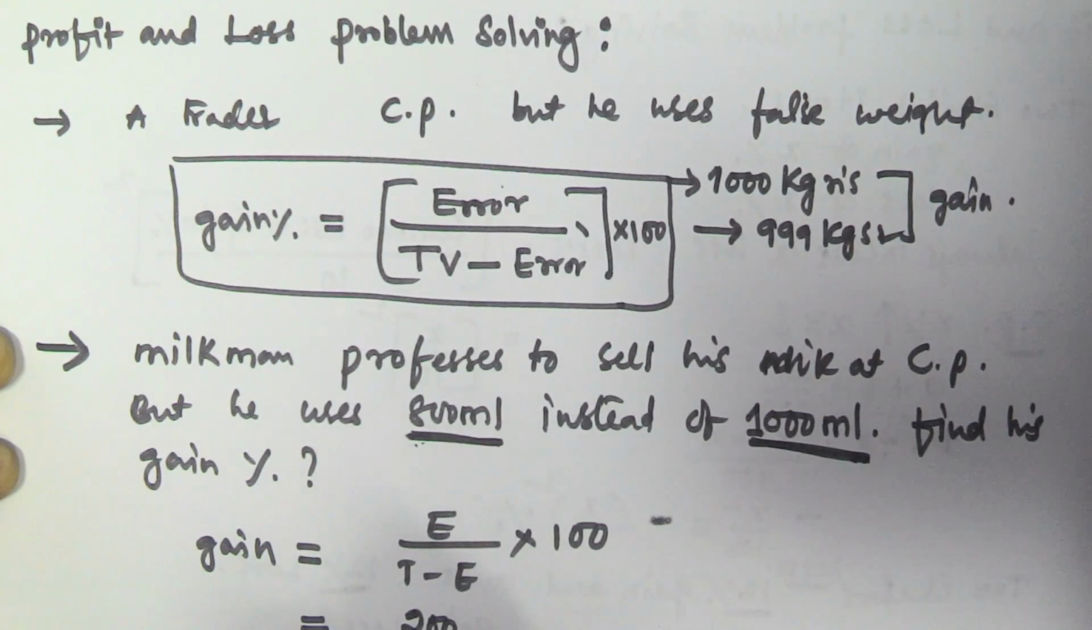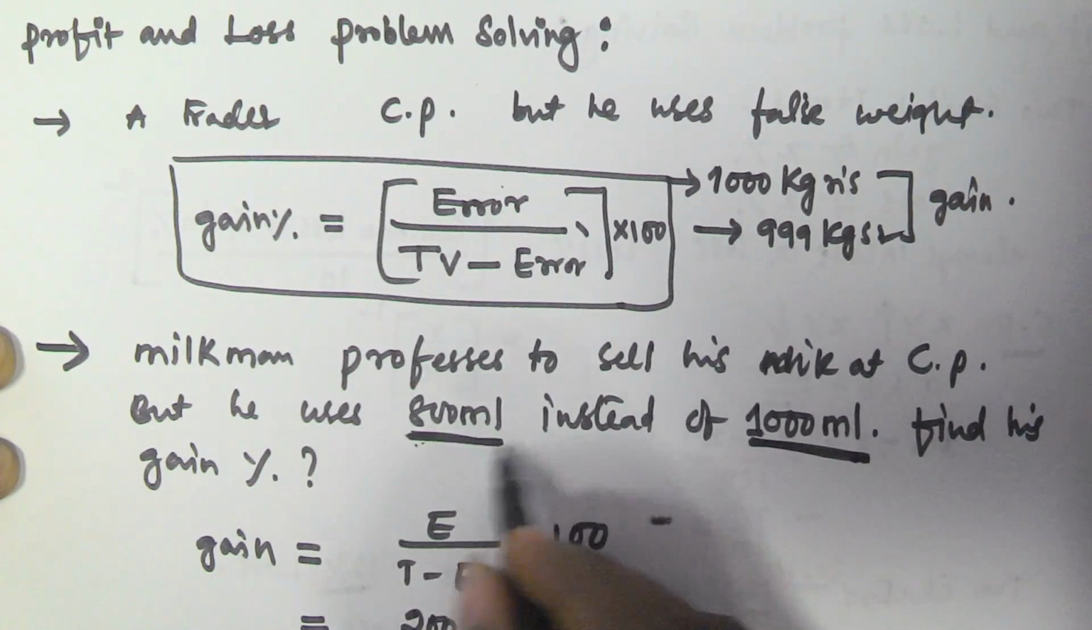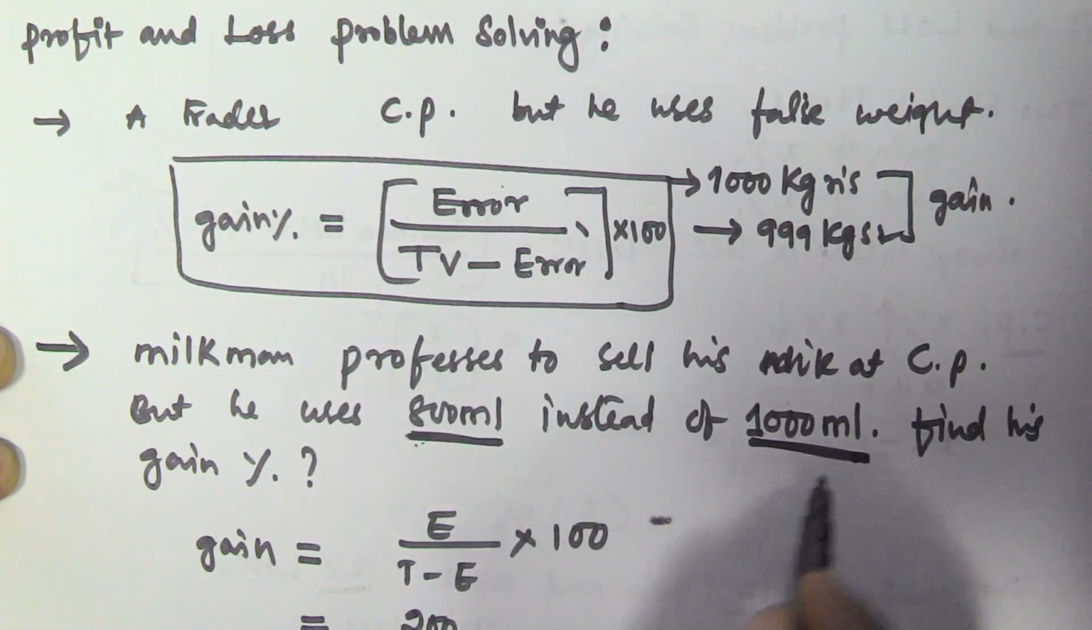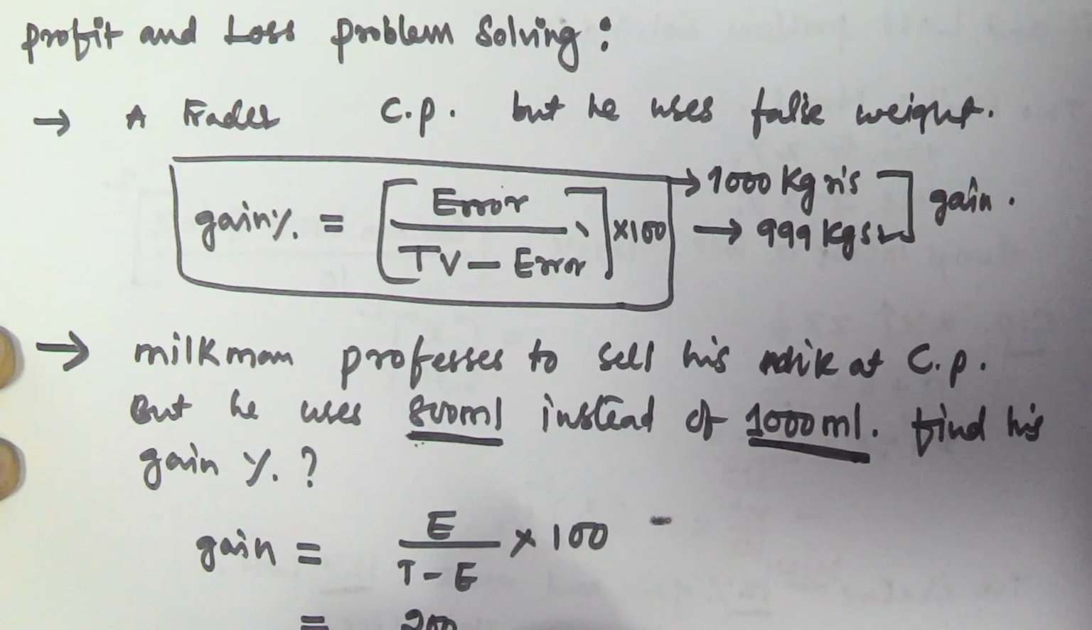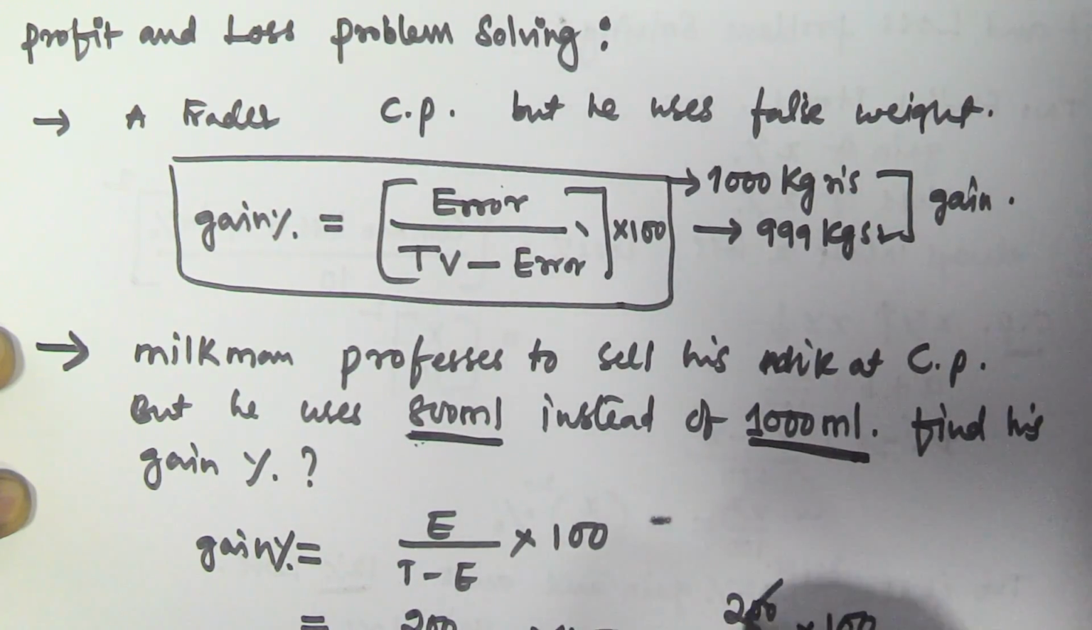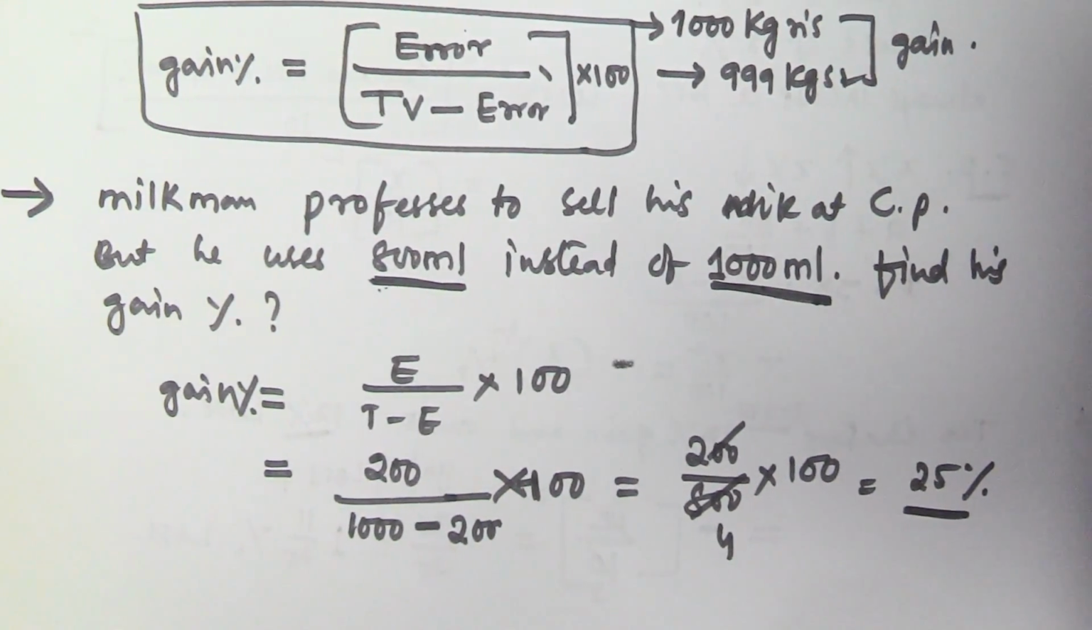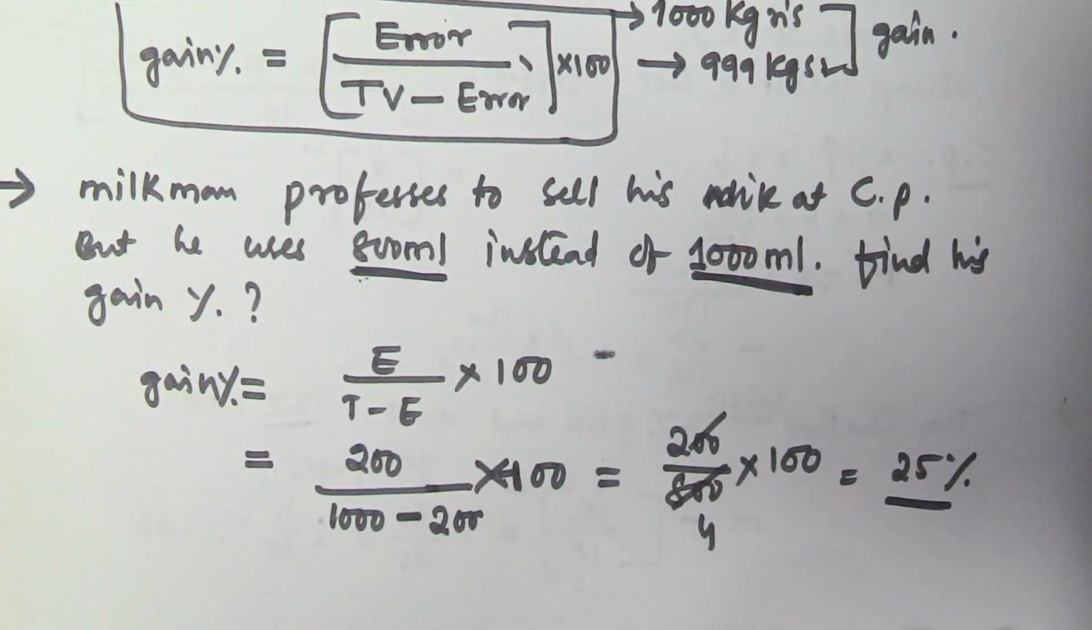The true value is 1000, minus error. The error, already calculated, is the difference between the actual amount and the amount he is giving to the customer. That is 1000 minus 800, so 200, into 100. So it is 200 by 800 into 100. This is going to be 25 percent. So there is a gain of 25 percent.